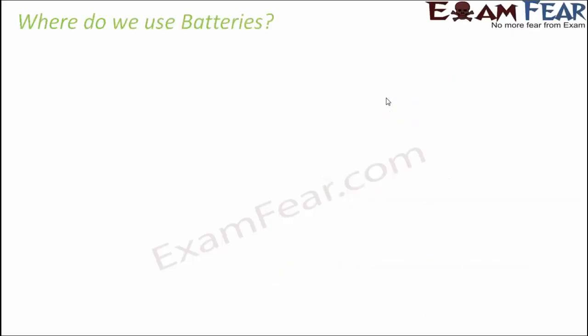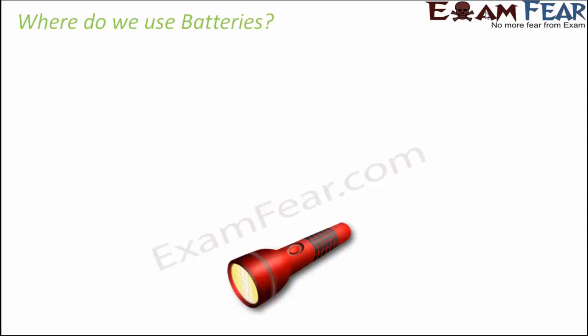Now the question is, where do we use batteries? Have we ever seen batteries being used around us? Yes, in a lot of things. Torch, the most common example, and it is very easy to open the torch and see the batteries inside. Once you take the batteries out of the torch, does your torch work? No, because the battery is the source of electricity. If there is no battery, there is no working of the torch.